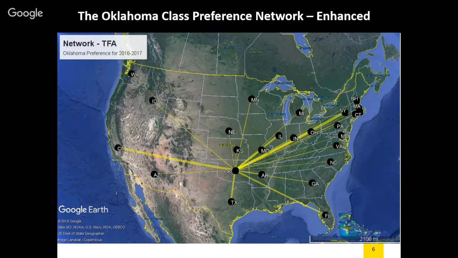So here we have our data, Oklahoma in the middle, obviously everything coming in. It's a directed network. And the links or edges have the thickness that correlates to how many students preference Oklahoma number 1. So how can we use this data? If I was a recruiter for TFA, this would be really valuable. I could focus on which states I want to delegate my effort.